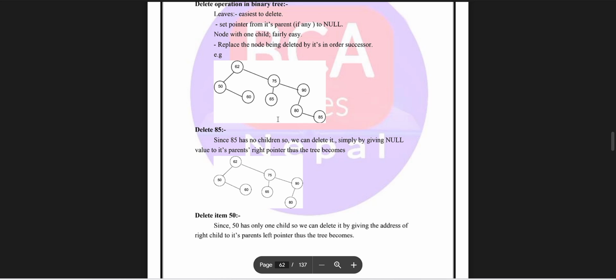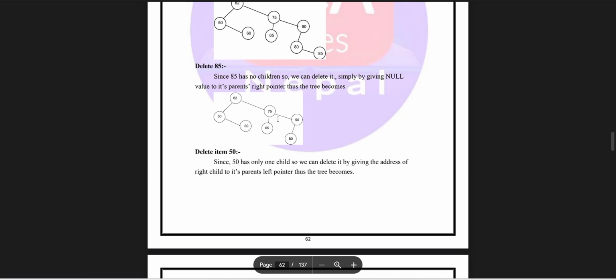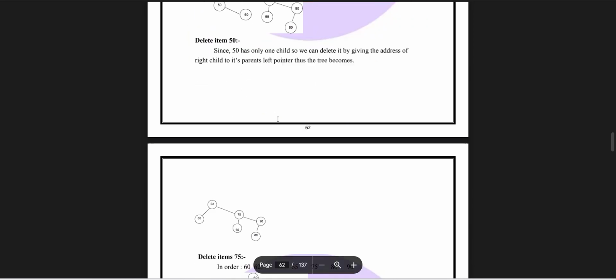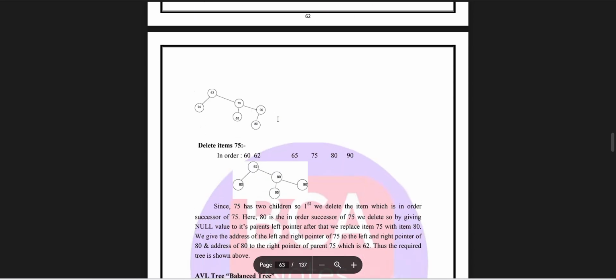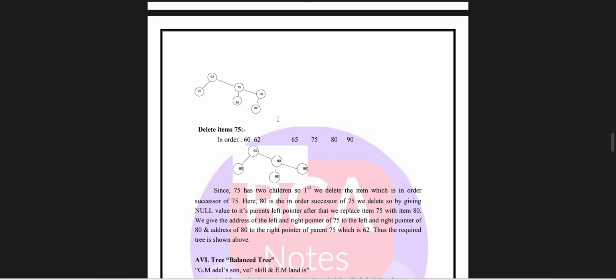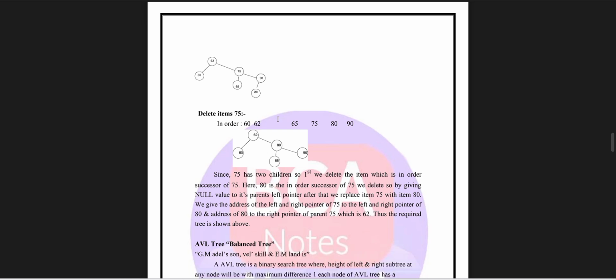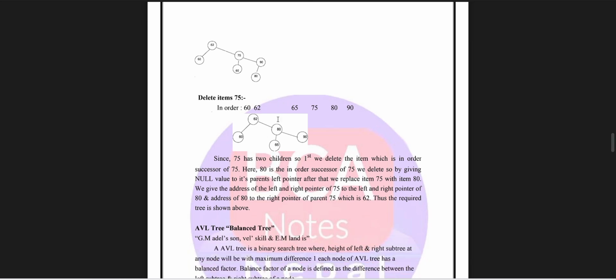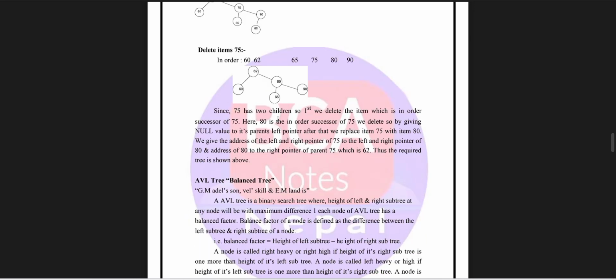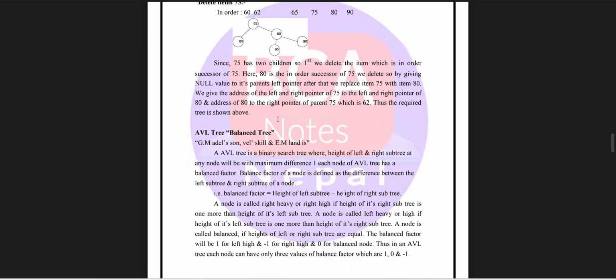Simply delete it by giving a null value to its parent's right pointer, thus the tree becomes as shown. Deletion of 50: since 50 has only one child, we can delete it by giving the address of the right child to its parent's left pointer. Thus, the tree becomes as shown. Deletion of 75: since 75 has two children, first we delete the item which is the in-order successor, here 80, and replace 75 with it.